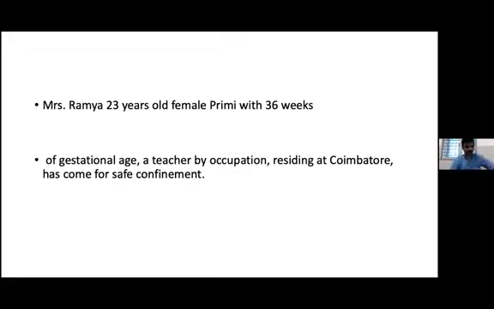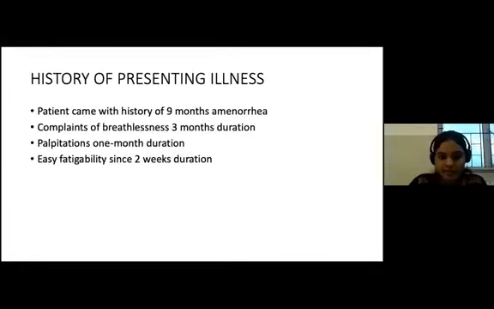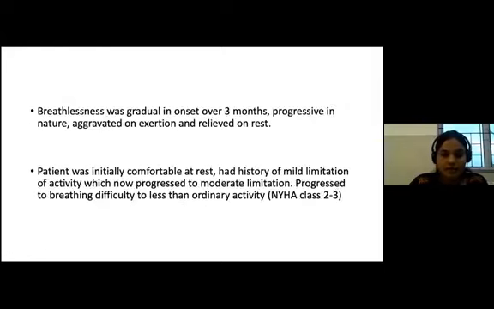Okay. Good evening all. So this is about Mrs. Ramya, 23 years old, female, primigravida with 36 weeks of gestational age, a teacher by occupation, residing at Coimbatore, who has come for safe confinement. History of presenting illness: the patient came with a history of 9 months of amenorrhea, complaints of breathlessness since 3 months, palpitation since 1 month, and easy fatigability since 2 weeks. Breathlessness was gradual in onset over 3 months, progressive in nature, aggravated on exertion and relieved on rest. The patient was initially comfortable at rest. She had a history of mild limitation of activity, which has now progressed to moderate limitation. So it suggests a transition from NYHA class 2 to class 3.